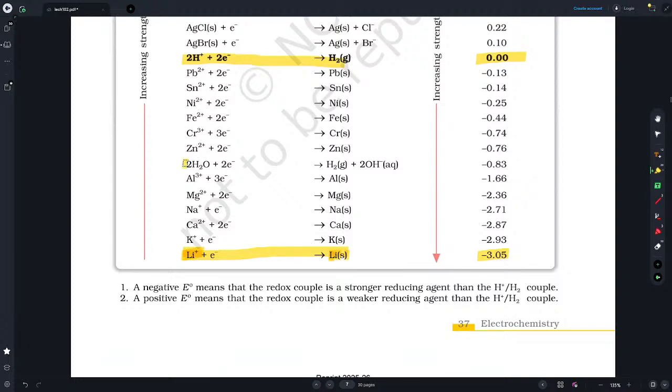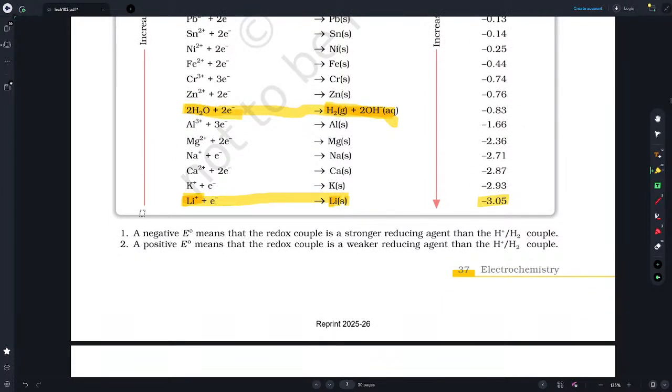H2O we see that normally H2O doesn't exist in the form of H2O but in the form of H2 and 2OH minus. The H2, having a negative potential, means this form is less stable than this form. So this is not normally seen, as if seen in such a form this will be oxidized to give H2O plus electron.